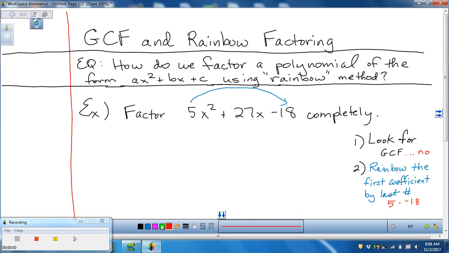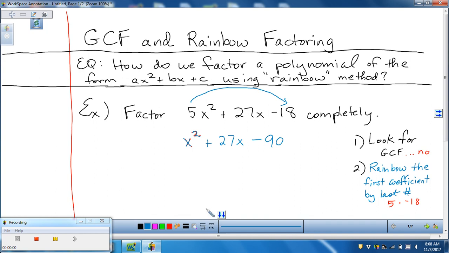Now, we are assuming that our polynomial is in descending order. It must be in descending order first, and usually that's the case. So we're going to multiply 5 times negative 18, and when we do that, we're going to rewrite our polynomial as x squared plus 27x minus 90.